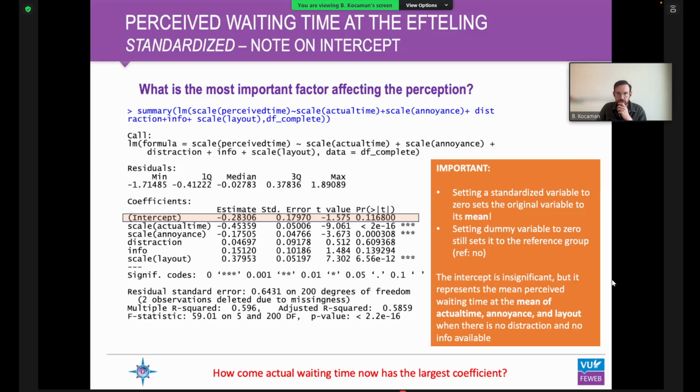Yes, this is the point where we are taking a break. We can meet at 10 past 10.